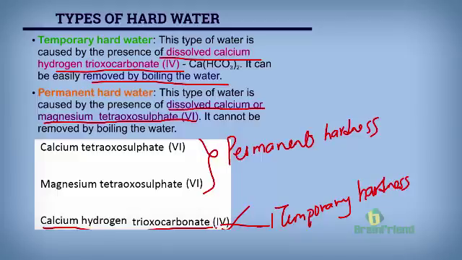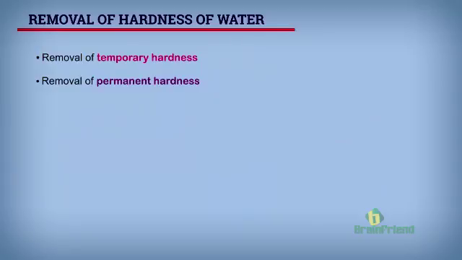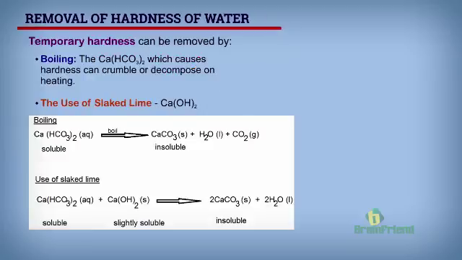Okay, so now we have seen the different salts that cause temporary and permanent hardness of water. Now let's look at the ways we can get rid of these salts from hard water. So we'll be looking at removal of temporary hardness and removal of permanent hardness. For temporary hardness, remember earlier we said that it can be removed by boiling. Okay, so what happens when we boil water is the calcium hydrogen trioxocarbonate (IV), which causes the hardness, can crumble or decompose when water is boiled.